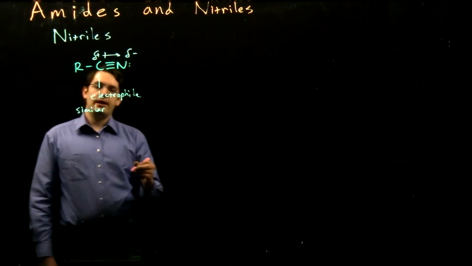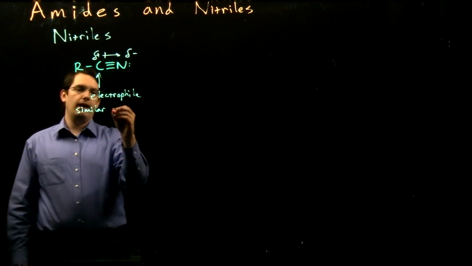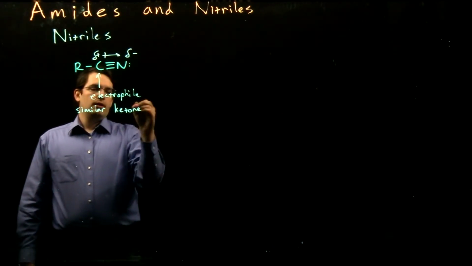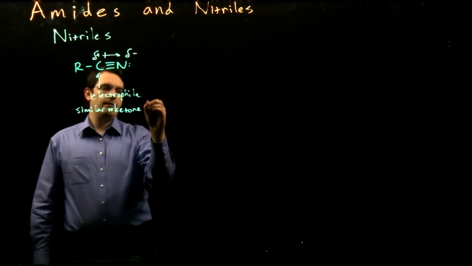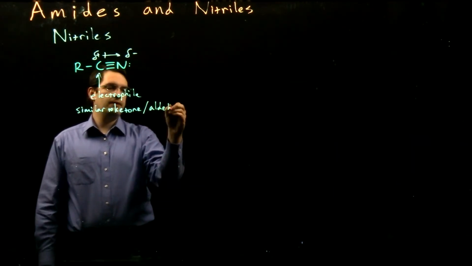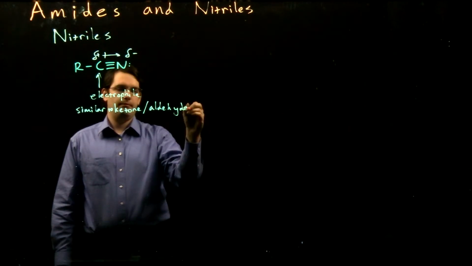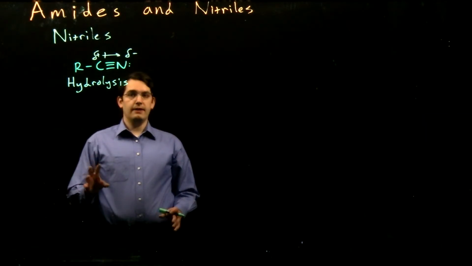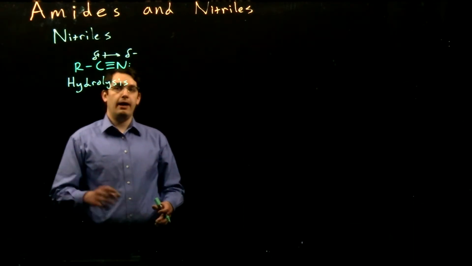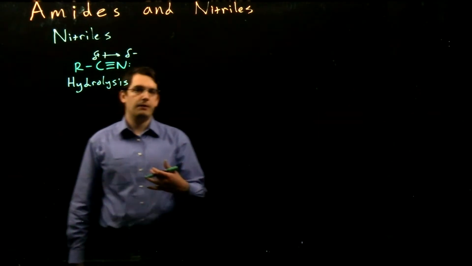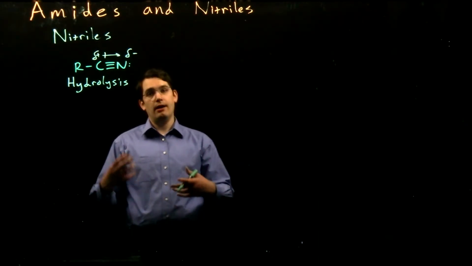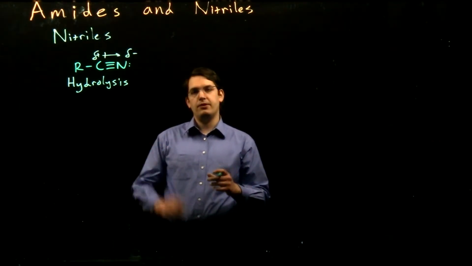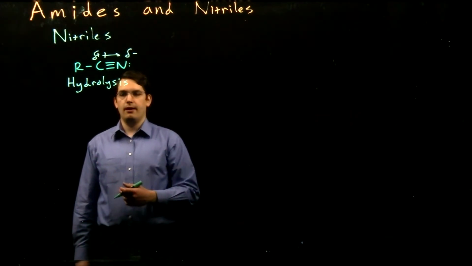Now, our carbon here isn't as electrophilic as a ketone or an aldehyde. So our nitriles are somewhat less reactive than our ketones and aldehydes, but they do see some similar reactions. Let's start with hydrolysis. As we saw with ketones and aldehydes, if you add water to a carbonyl, that water can attack that electrophilic carbonyl carbon, resulting in, for our aldehydes and our ketones, the creation of a diol. Right? You'd end up with two oxygens attached to that electrophilic carbon.